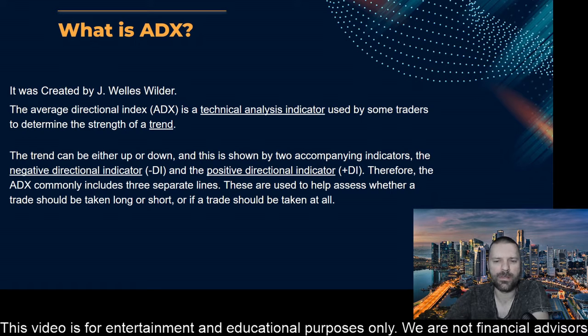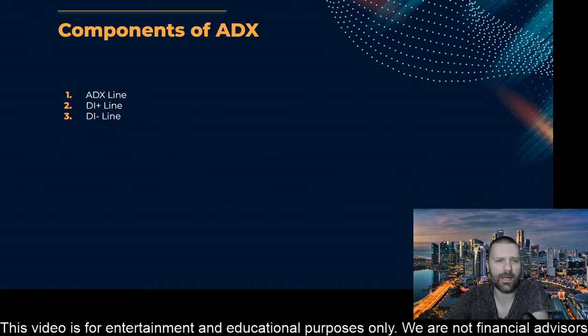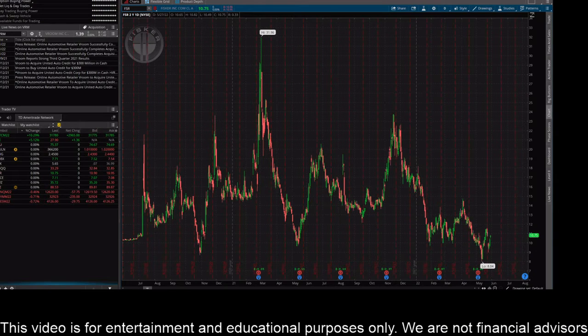These are used to help assess whether a trade should be taken long or short, or if a trade should be taken at all. So again, here are the three components of ADX, or average directional index. We've got the ADX line, the DI plus line, and also the DI minus line. Okay, so let's hop here into Thinkorswim and see how to put the ADX on the chart.